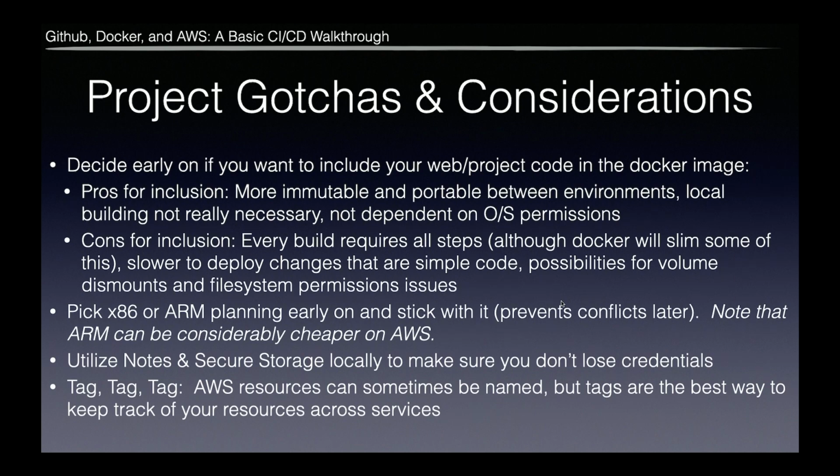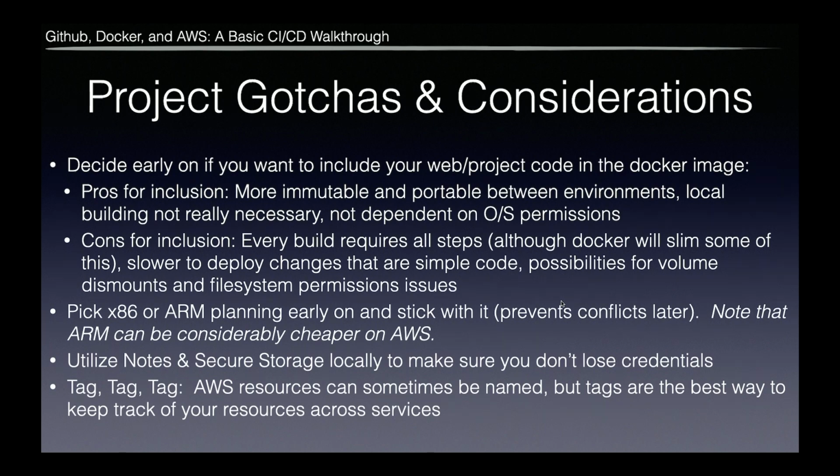Pick x86 or ARM early on in your process when you're doing this. I recommend ARM because it's cheaper. The servers are cheaper on AWS. Even at the micro level where you're paying like a half a penny an hour for a server, it's still cheaper by 0.2 of a penny or whatever it is.